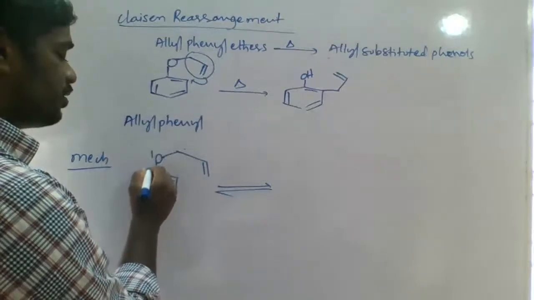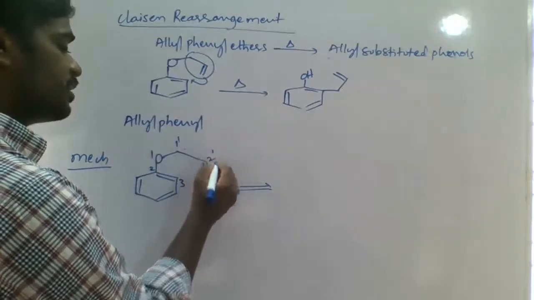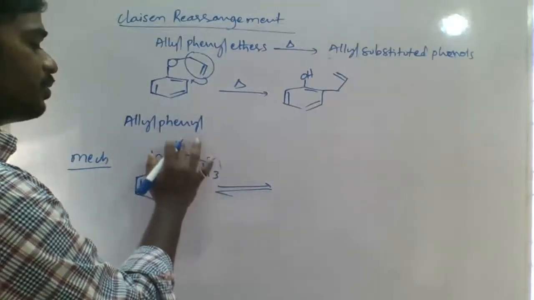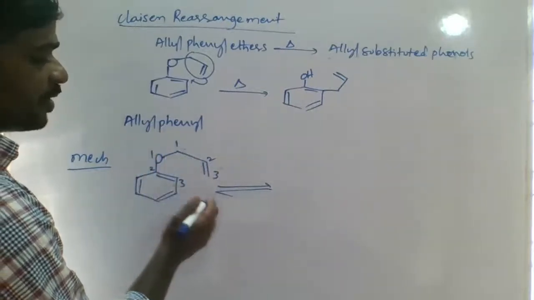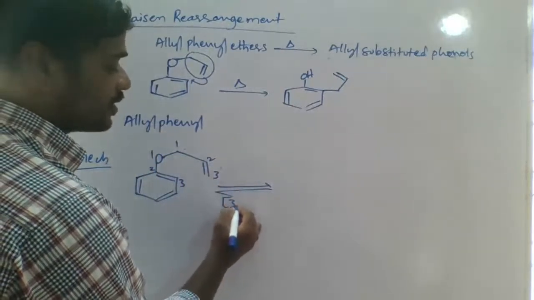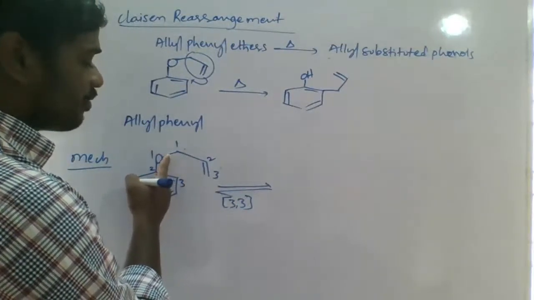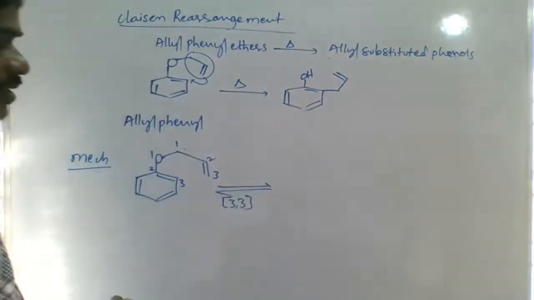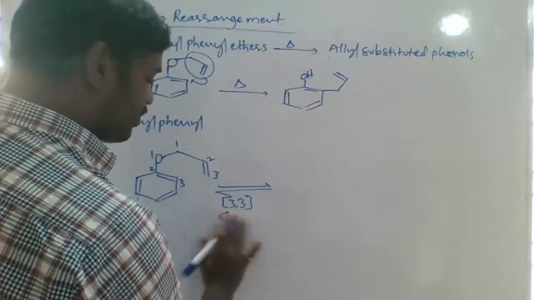So here 1, 2, 3. Here 1 dash, 2 dash, 3 dash. So what happened? You take here 1, 2, 3, 1, 2, 3. So here what happened? A 3,3 sigmatropic shift. Nothing but a sigma bond migration, from the 1,1 position to the 3,3 position. At the 3,3 position, a new sigma bond forms. 3,3 sigmatropic shift.